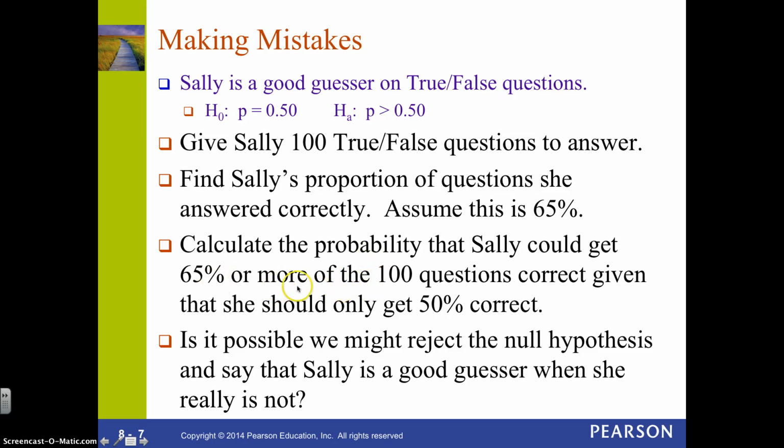Okay, so normally if the probability that she could get 65% or more correct is less than 5%, we'd probably say she was a good guesser, because that's the idea that it's not likely to happen very often. Is it possible we might reject the null hypothesis and say that Sally is a good guesser when she really is not? That is very possible, because remember our cutoff point, if we make it about 5%, is that 5% of the time we might actually be wrong in assuming she was a good guesser when she really wasn't, if we did this over and over again.